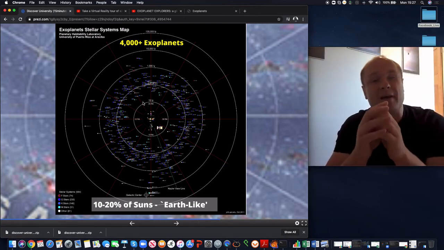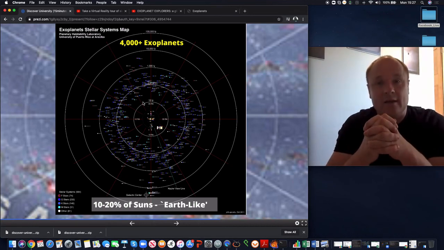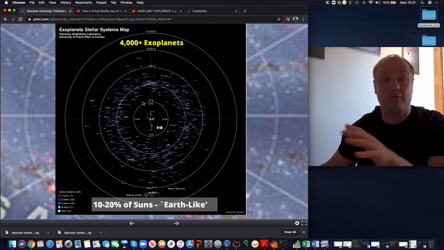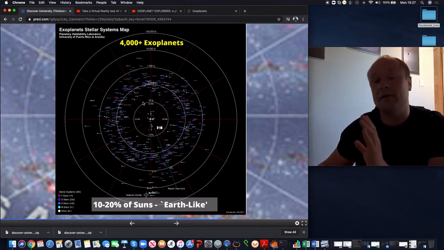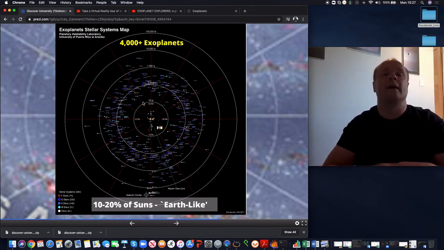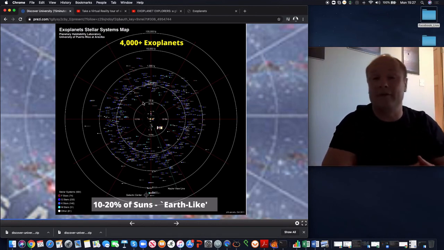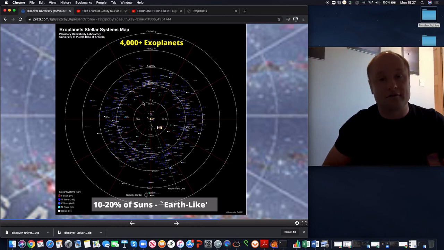So we think that about 10 to 20% of stars like the Sun probably have a planet like Earth orbiting them. Now I don't mean like Earth, I mean Earth-like, in that it has about the same size and about the same amount of energy. We're not sure if they have trees and universities and things like that. We don't know that yet.